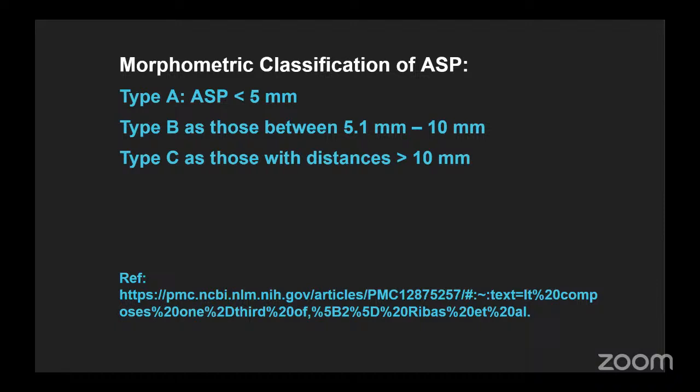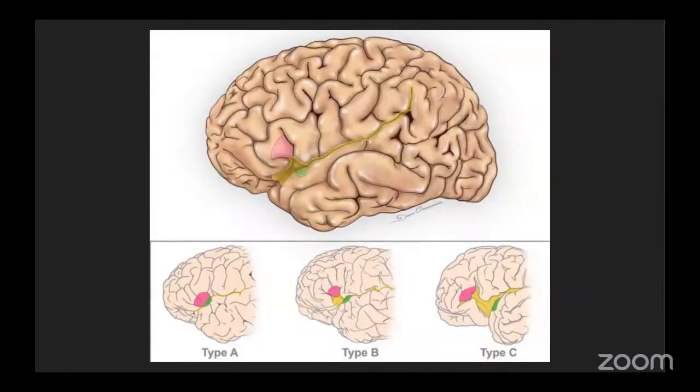Type A is less than 5 mm. Type B is between 5 to 10 mm. Type C is more than 10 mm. If you remember it, fine. If you do not, that's completely okay. It's a new literature. I am going to share the link on the group directly as well.